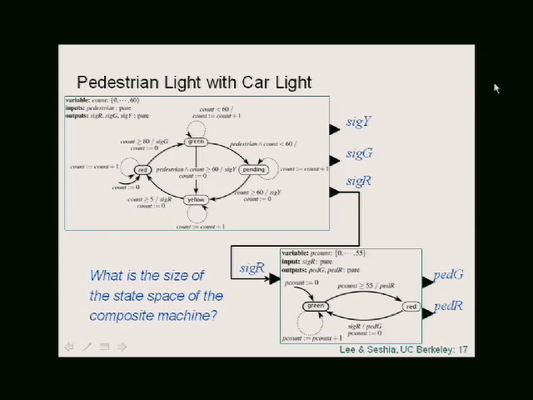right? But we know that the state green, for example, is not reachable in this. We just reasoned that out. So the real size of the state space is less than that.